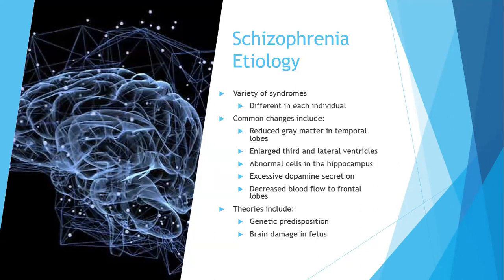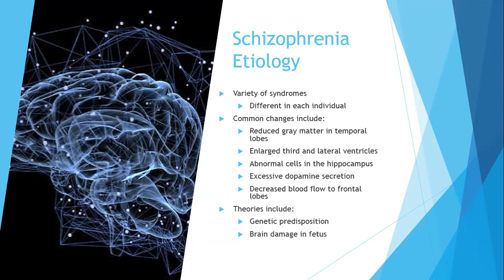The etiology of schizophrenia is interesting. There are a variety of syndromes that tend to be different in each individual, but common changes include reduced gray matter in the temporal lobes, enlarged third and lateral ventricles, abnormal cells in the hippocampus. And the hippocampus is a place where a lot of our memories are integrated, so that's interesting. Also excessive dopamine secretion and decreased blood flow to the frontal lobes. And the frontal lobes is where our personality and executive functioning happen. So very interesting that those are common in schizophrenia.